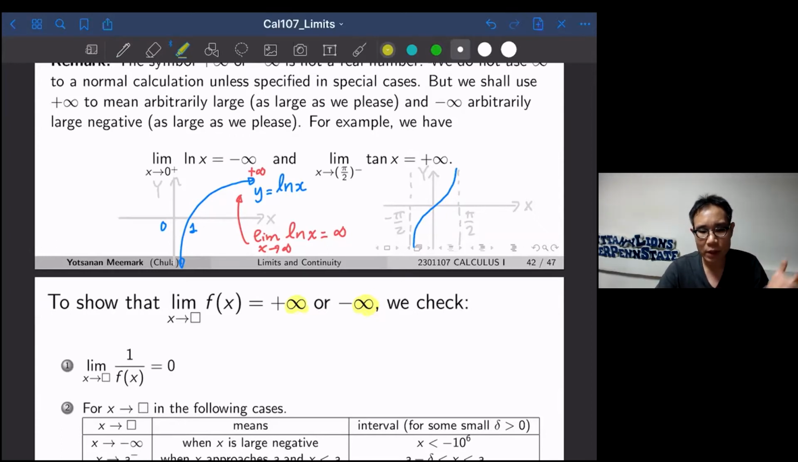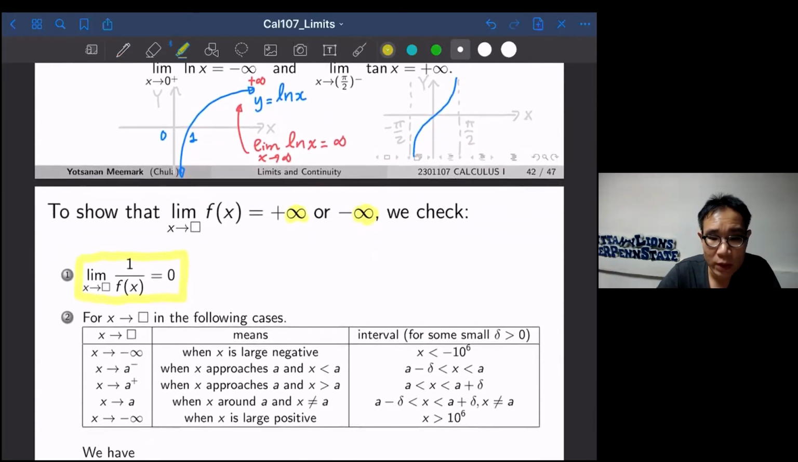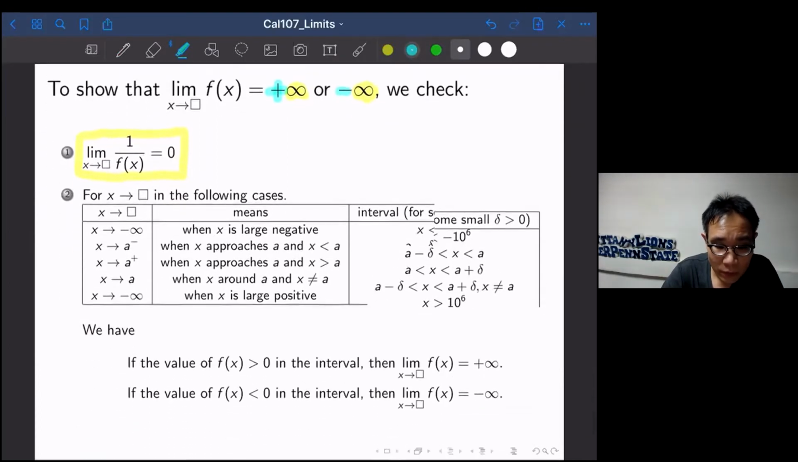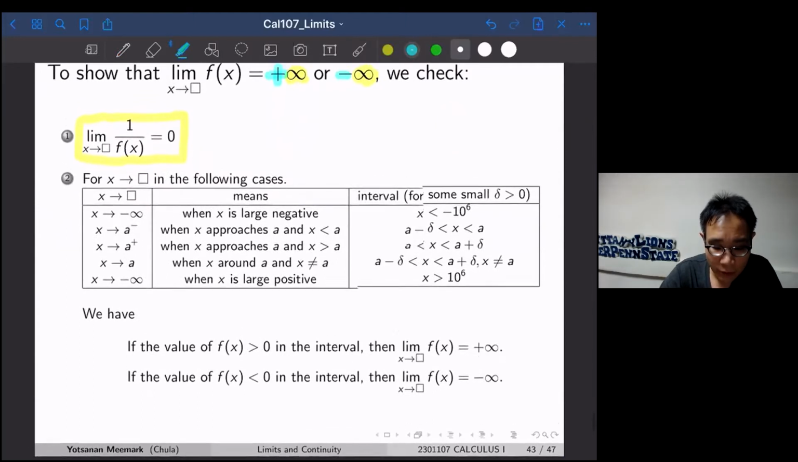In order to have the limit be very large, we have the limit as x goes to the reciprocal equal to 0. So in order to have the limit equal to infinity or negative infinity, the limit of the reciprocal turns out to be equal to 0. And another thing is, you have to determine the sign, for positive or negative. You're going to determine the value of the function.